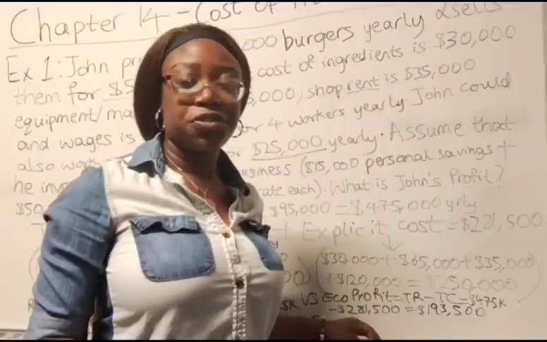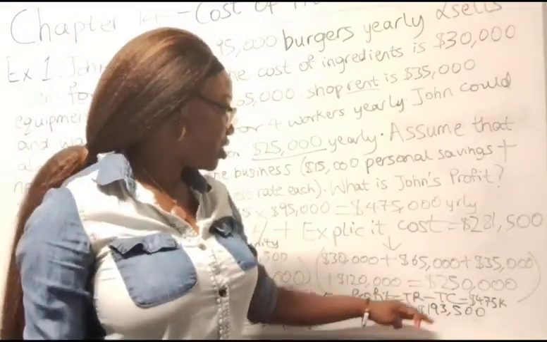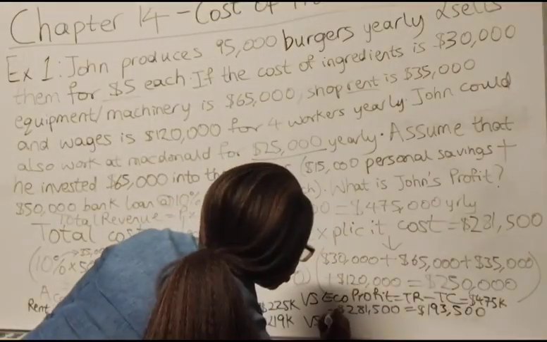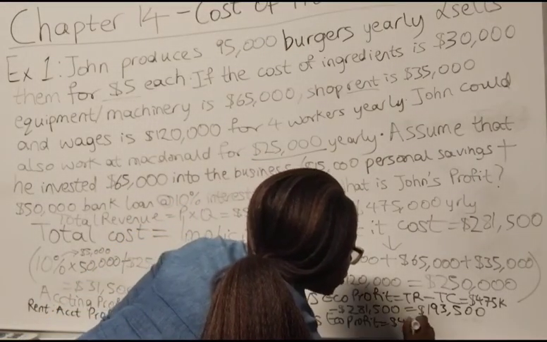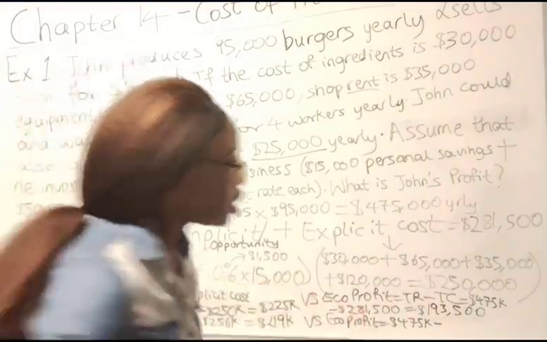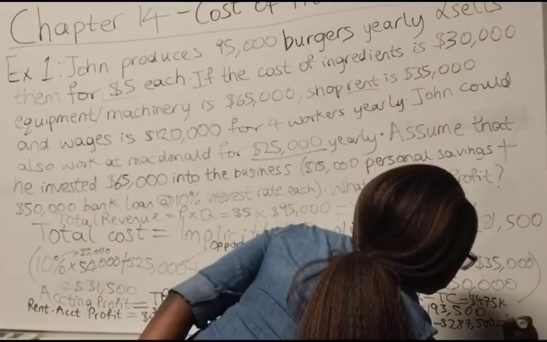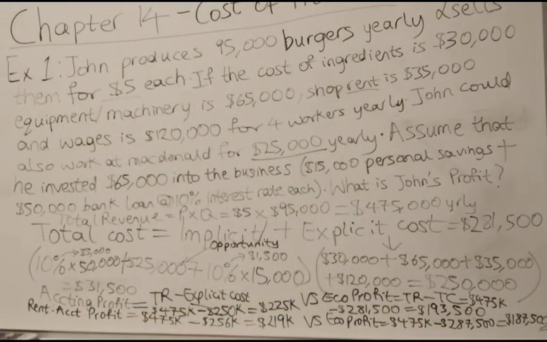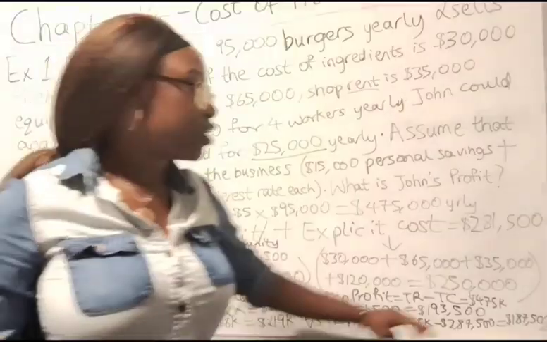Now how about his economic profit? His economic profit is still going to go down because his total cost is still going to increase because of the $6,000 extra yearly rent. Okay, so his economic profit is still going to be 475K minus now 287,500, which is going to lead to a new economic profit of $187,500. Okay, so if he decides to rent, both his accounting profits and economic profits are going to go down.